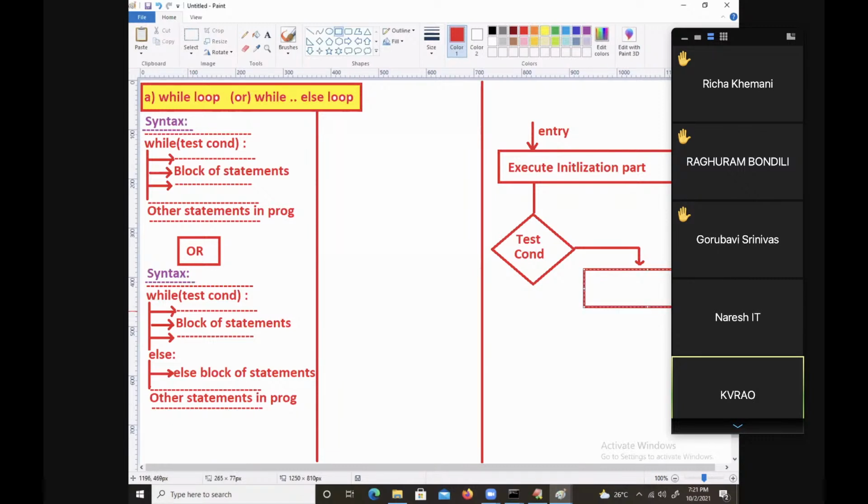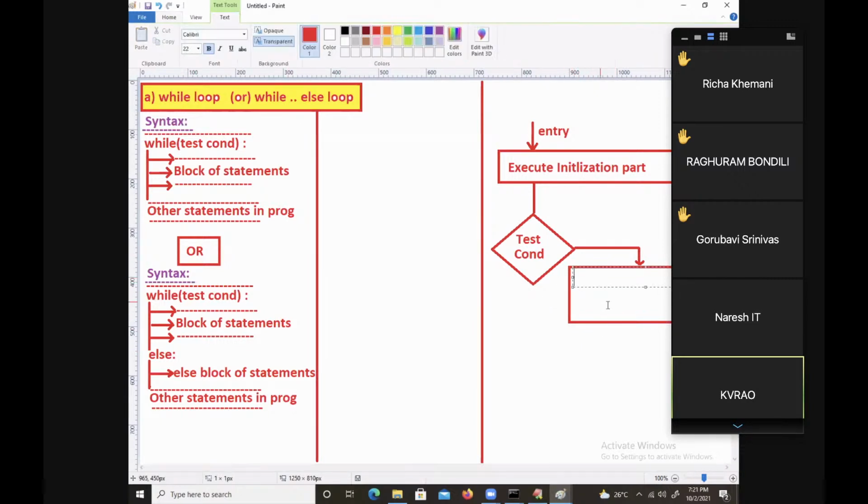Yes, I'll write execute block of statements. Execute what statements? Block of statements related to your operation. The logic related to your operation is what you will perform.